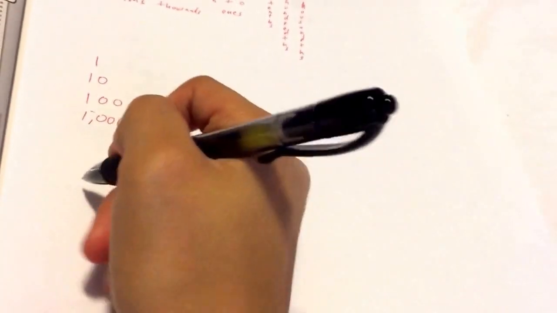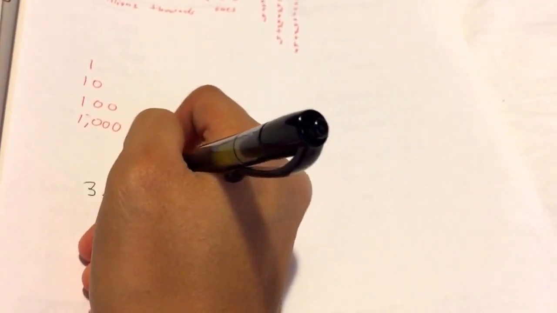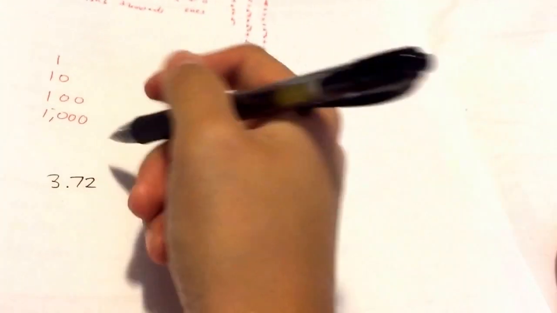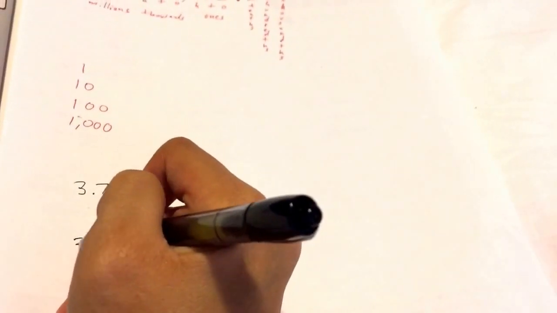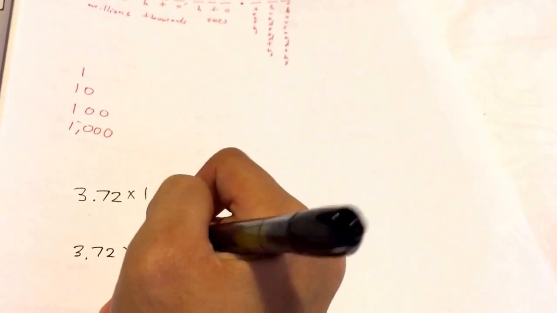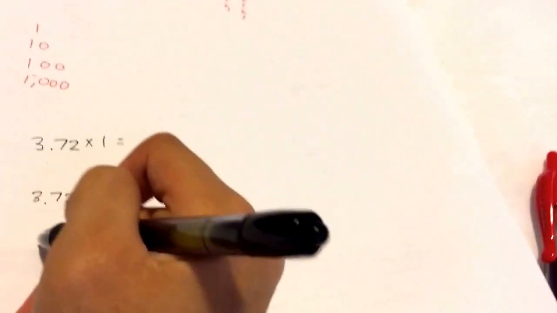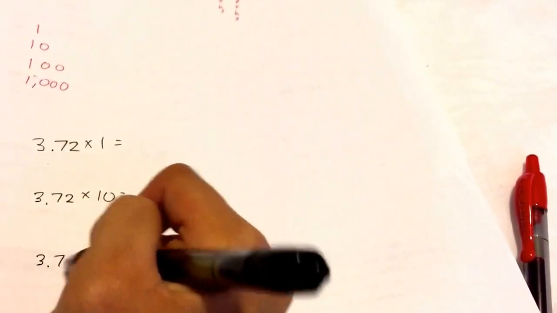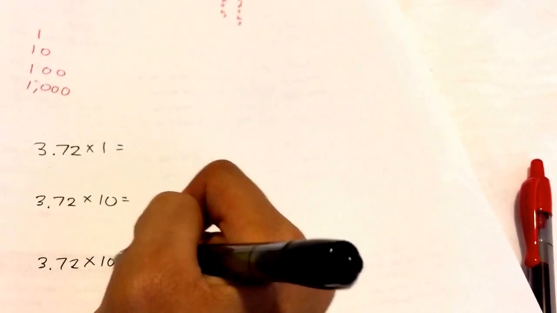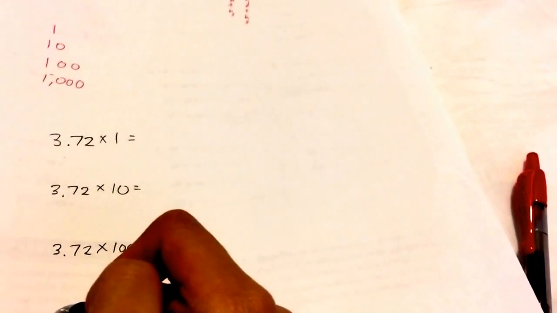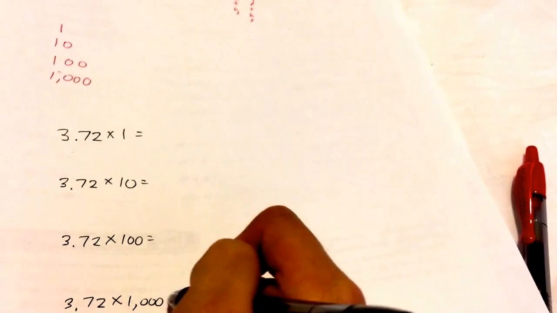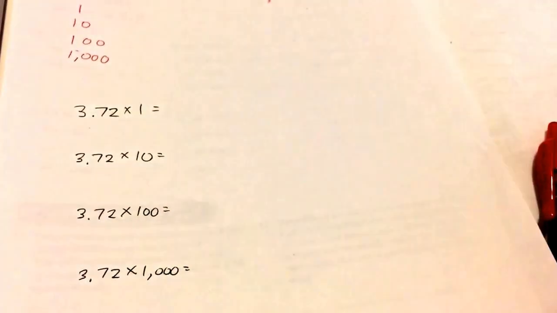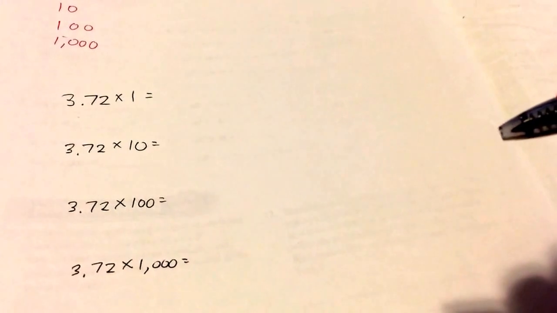Sorry, I had to go find my other pen. So we're going to multiply the number 3 and 72/100ths by each of those values. By 1, 3 and 72/100ths. By 10, 3 and 72/100ths times 100. And 3 and 72/100ths times 1,000. And in doing so, 1, you'll see the procedure of it, and 2, you'll be able to see certain patterns come up.